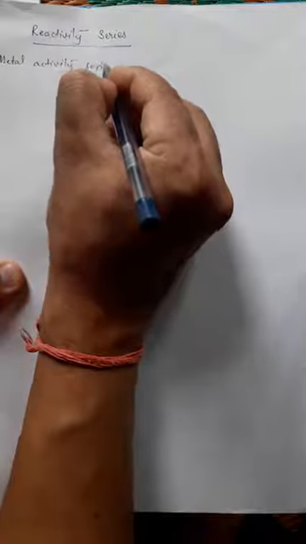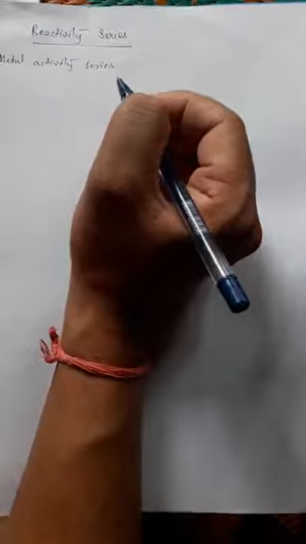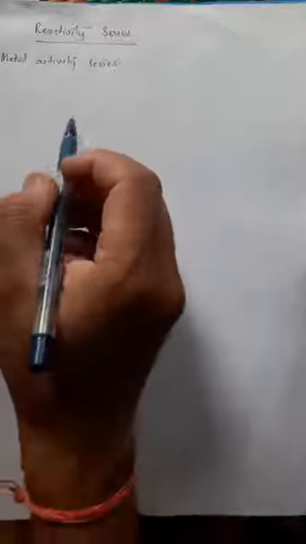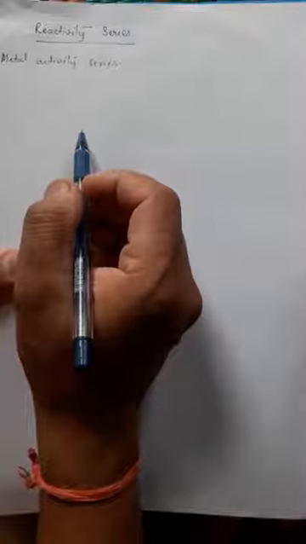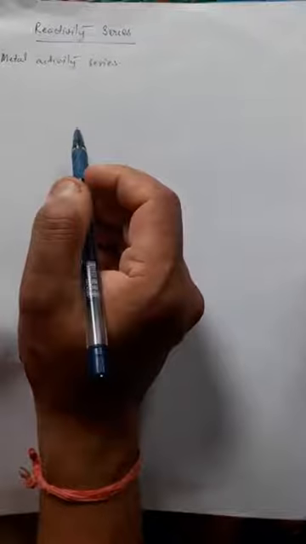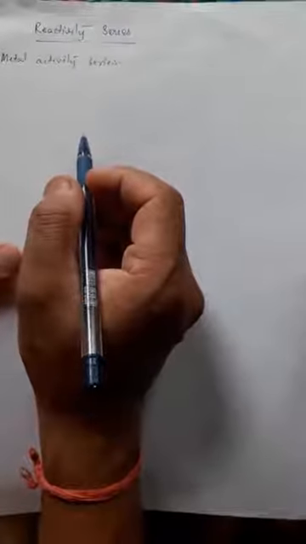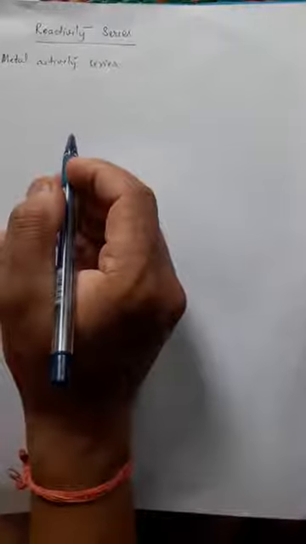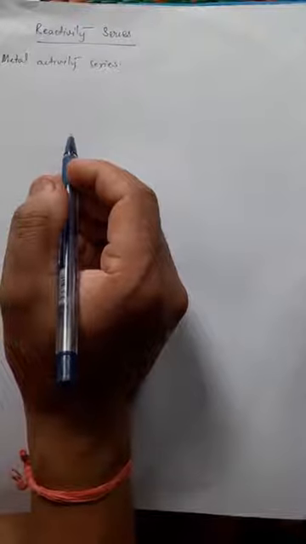It is also called the metal activity series. So, what does this metal activity series mean? It is an arrangement of metals in order of decreasing reactivities. So we will be arranging a number of metals in the order of their decreasing reactivities. It means that the metals which are on the top will have maximum reactivity.